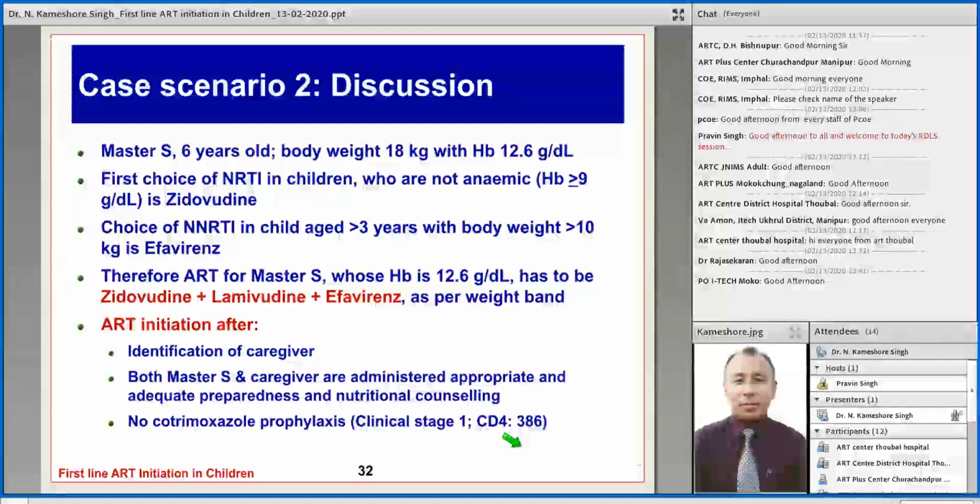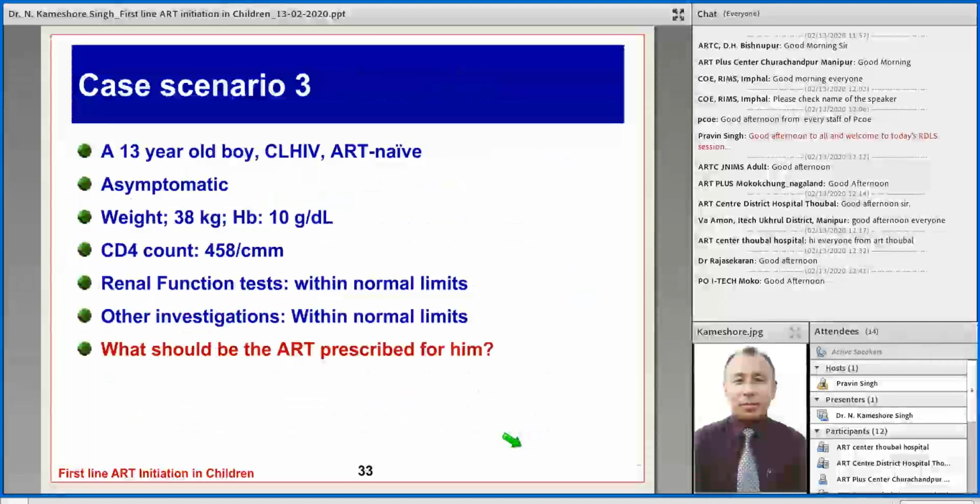band. But we should not forget identification of the caregiver, and a second backup caregiver is to be selected if possible, and better also. At the same time, the caregiver should be counseled on preparedness for treatment, requirement for lifelong treatment, nutrition and counseling, and follow-up requirement for good adherence, preferably 100% adherence. And as the child is more than 5 years, CD4 count is more than 350, and asymptomatic, cotrimoxazole prophylaxis is not indicated. Let us see case scenario 3.